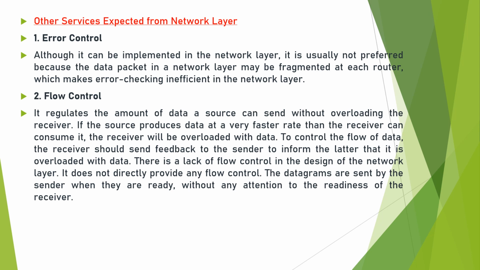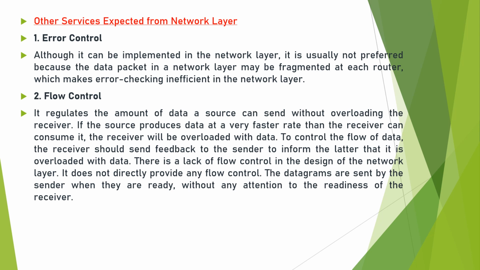Other services expected from the network layer. Error control: although it can be implemented in the network layer, it is usually not preferred because the data packet in a network layer may be fragmented at each router, which makes error checking inefficient in the network layer. Flow control: it regulates the amount of data a source can send without overloading the receiver.